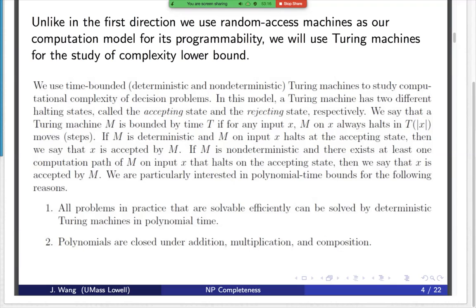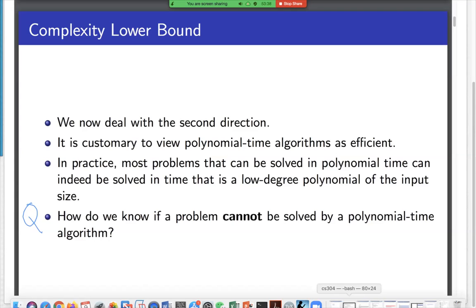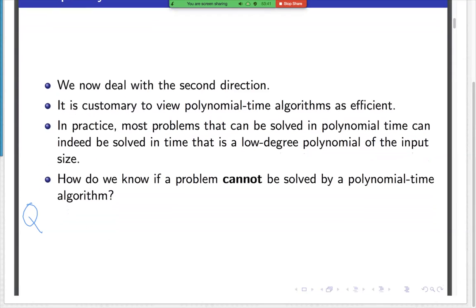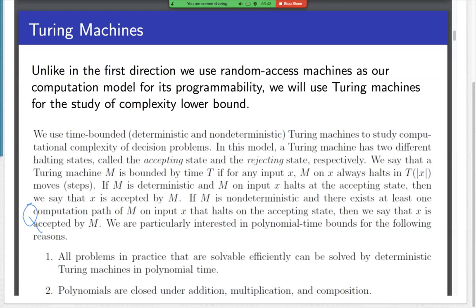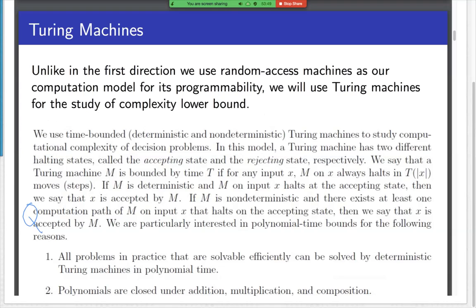So the question here is, how do we know if a problem cannot be solved by a polynomial time algorithm? This is the question that we want to answer. To do that, again, we need to use a computation model, and that is the Turing machine. So now we're going to look at Turing machines.